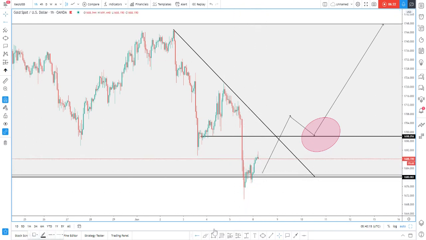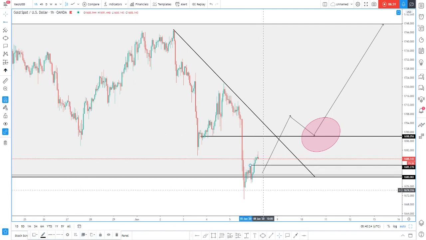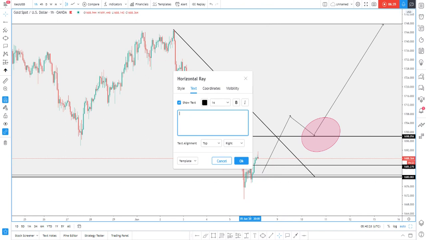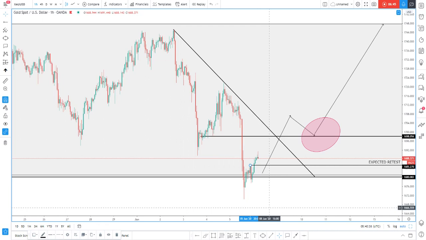If you look at it, it created this low, this high, this higher low, and this area of structure right here would be where the retest would occur. Retest expected. This area, which is 1685 to be precise, I expect price to bump into this area, then project further.